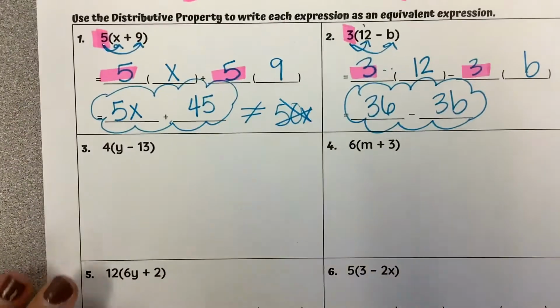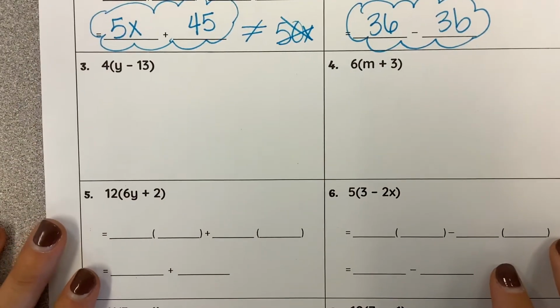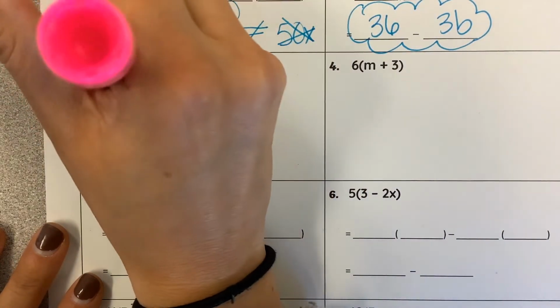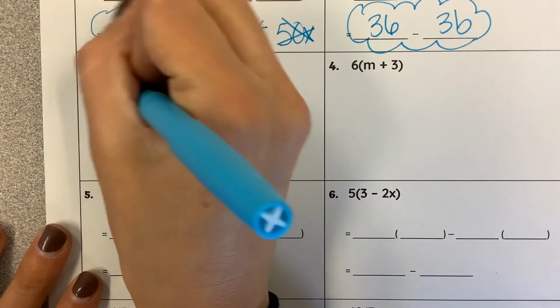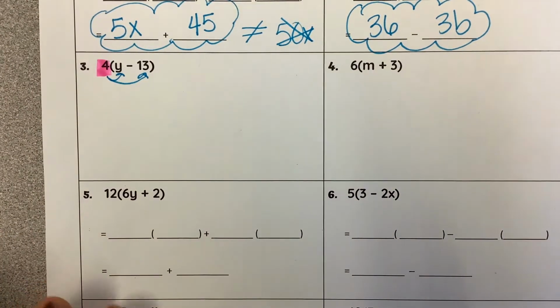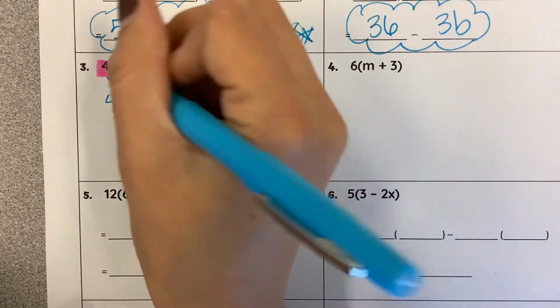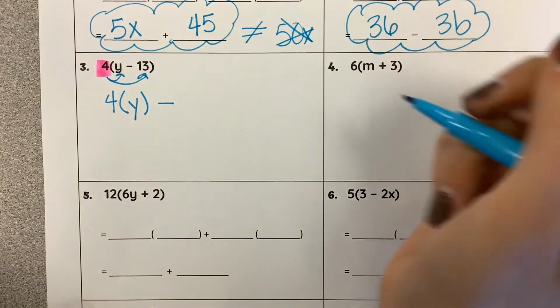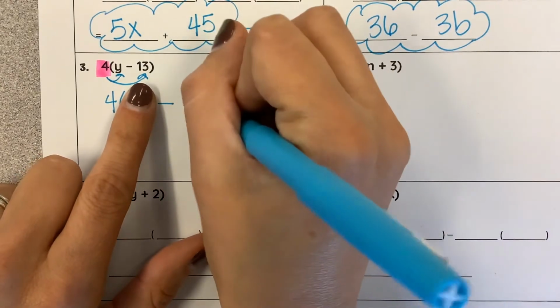So let's try it without the lines laid out there for us. So number 3, same thing applies. I'm taking my 4 on the outside. I am distributing it to both terms on the inside. So I'm going to write out kind of what we had up there. I'm going to do 4 times the first term, which is y. Bring down my minus. And then I'm also going to take the 4 times the second term, which is 13.